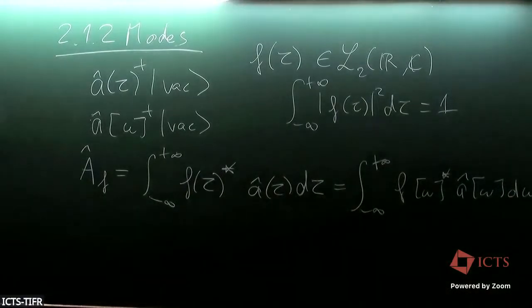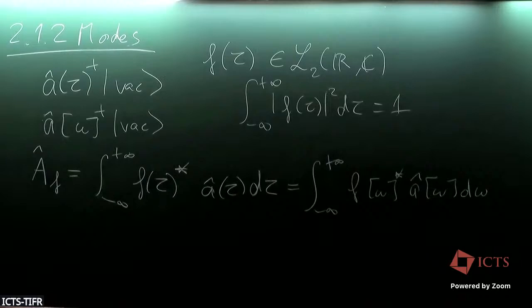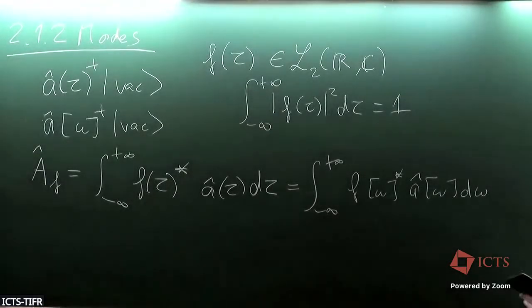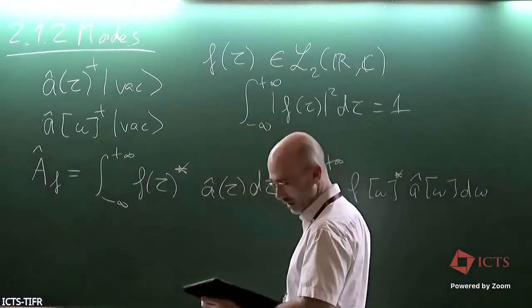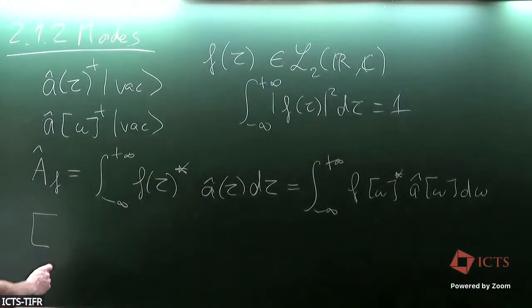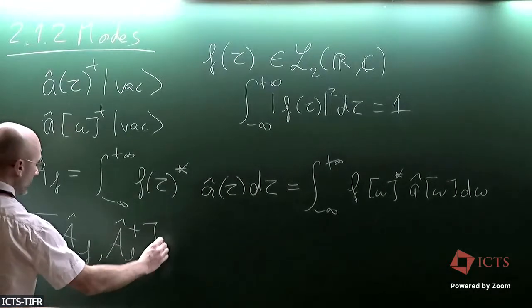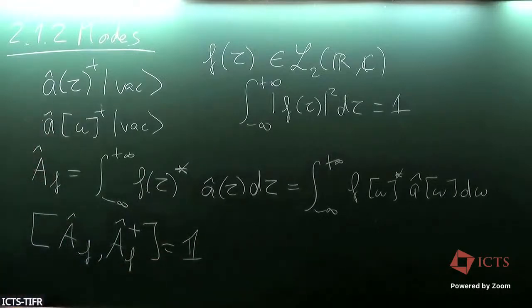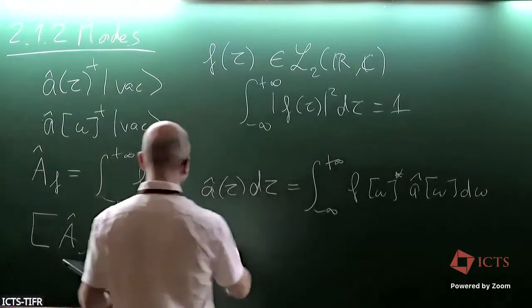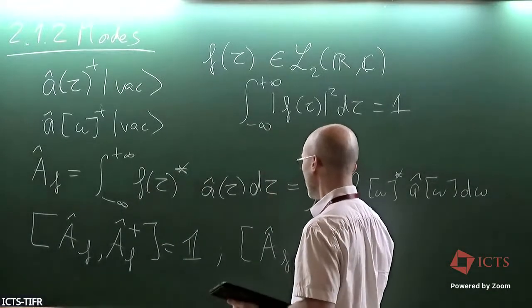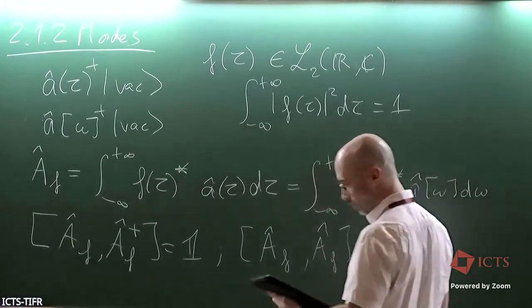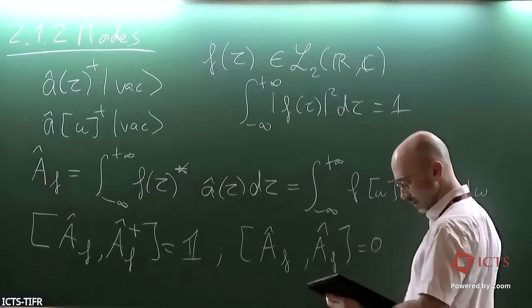So the properties of this AF are much nicer than the properties of the A of tau and A of omega. In particular, the commutation rule: the commutator of AF and AF dagger is just 1. There's no delta of t minus t prime or anything. We come back to a regular annihilation operator of a harmonic oscillator. And likewise, the commutator between AF and AF is of course 0.